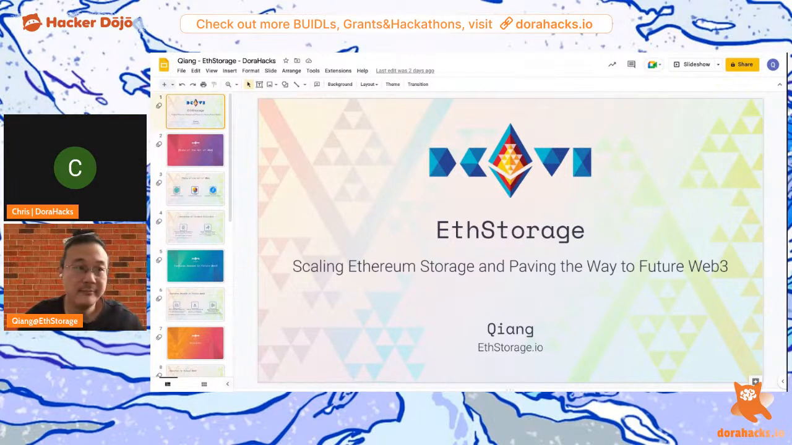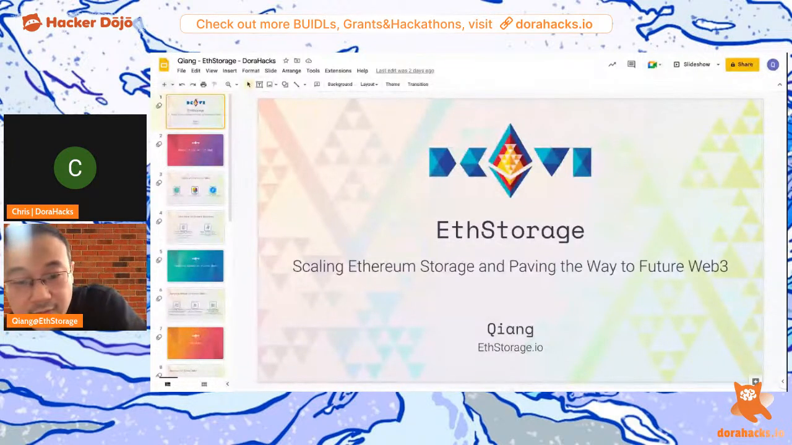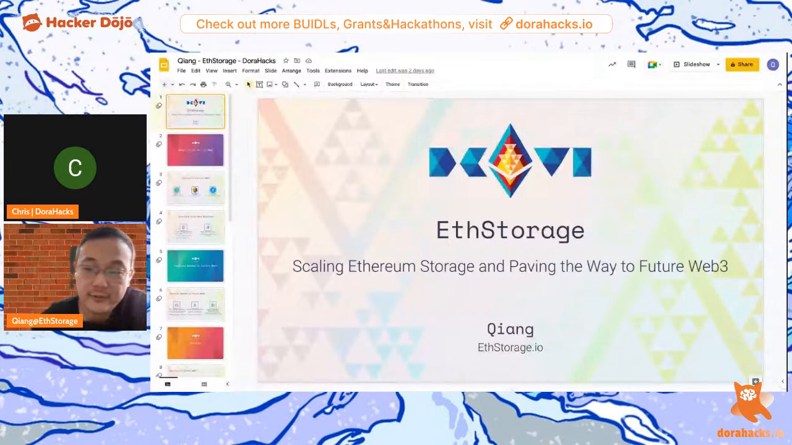Hello, everybody. My name is Qiang, and I'm from the EthStorage team. Today I will introduce EthStorage, which aims to scale Ethereum storage and pave the way to the future Web3.